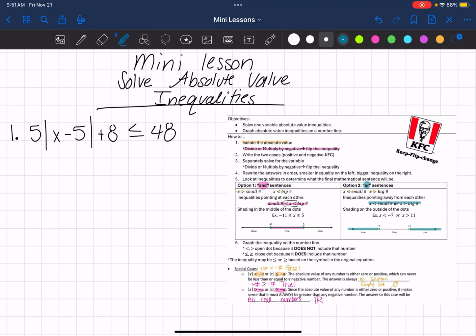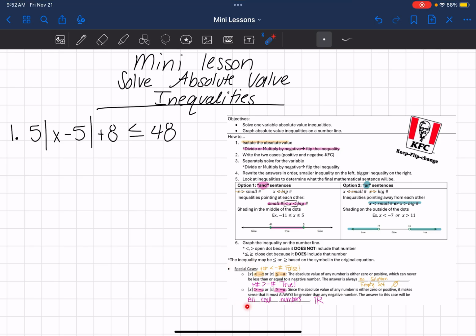For this mini lesson, we are solving absolute value inequalities. This will be a longer video because we have to go through multiple options that you might see when it comes to absolute value inequalities. I went ahead and included this little notes section that breaks down how-to steps, two of the types that we're going to see, which is an "and" sentence versus an "or" sentence.